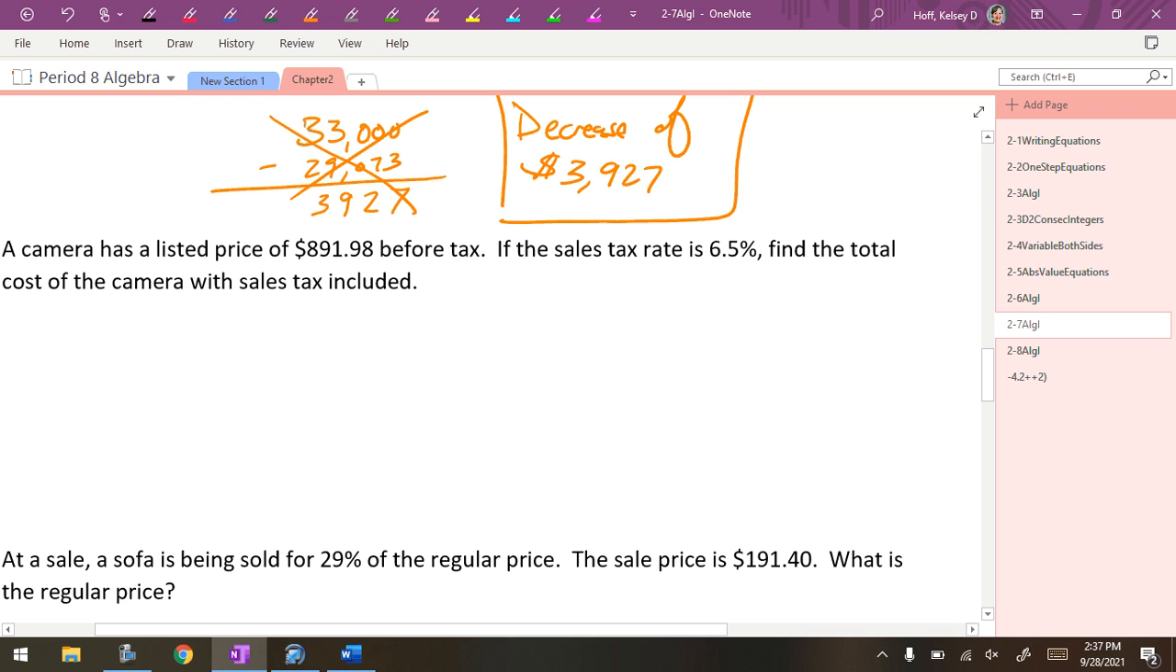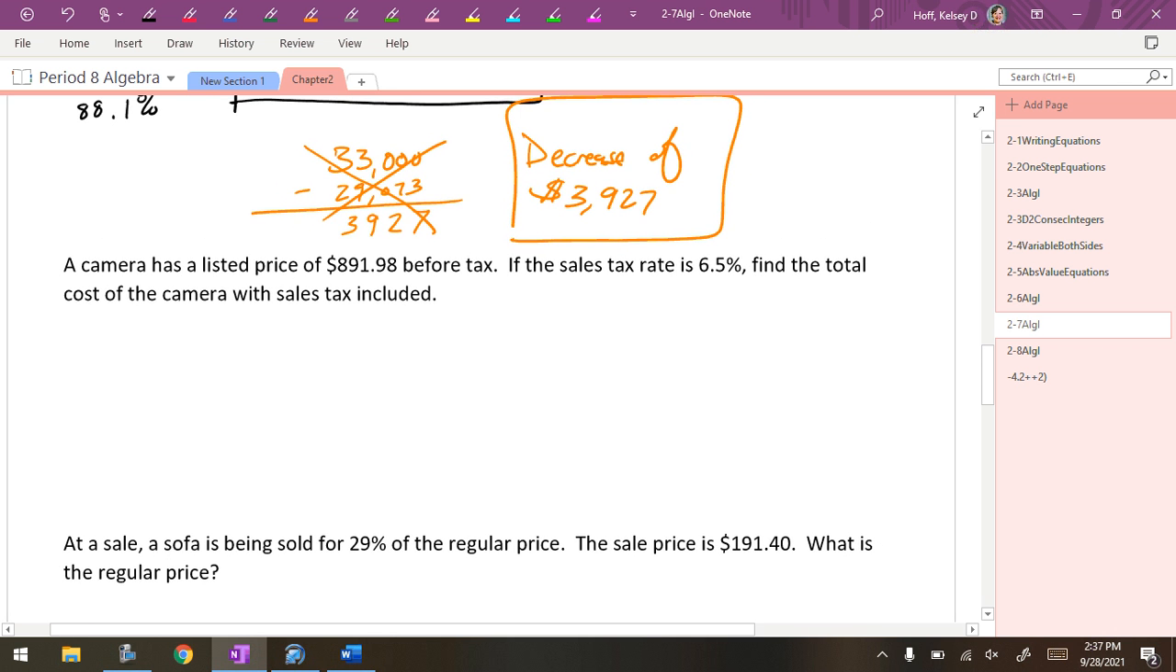Okay? Tax. A camera is listed at a price of $891.98 before tax. If the sales tax rate is 6.5%, find the total cost of the camera with sales tax. Does sales tax make your price go up or down? Up. It's going to charge you more.